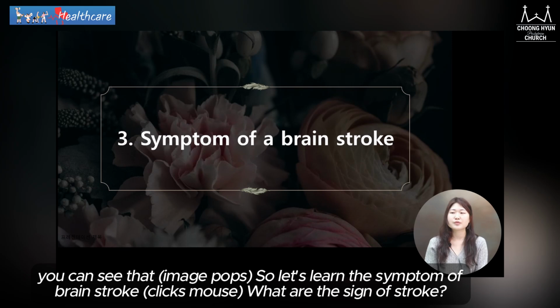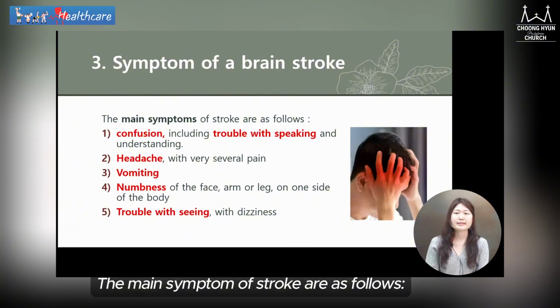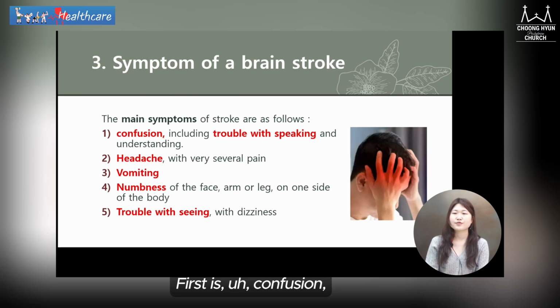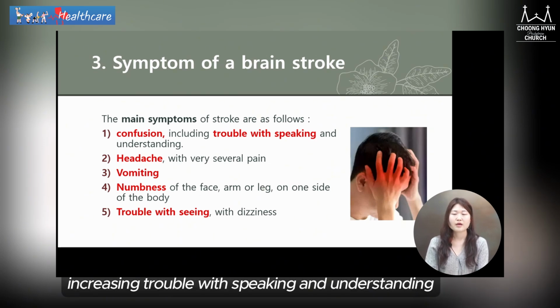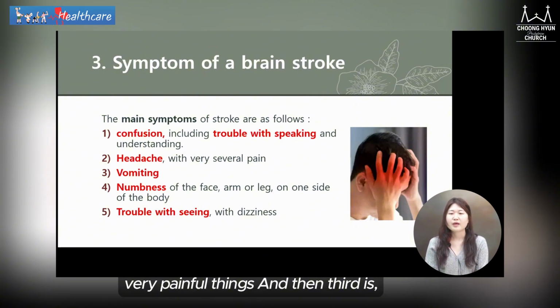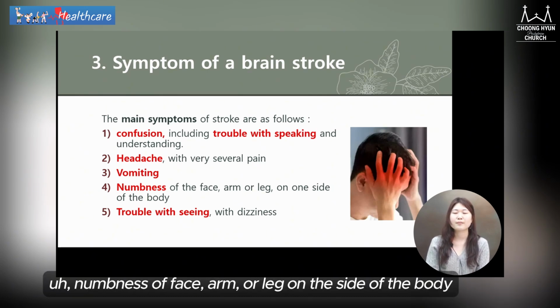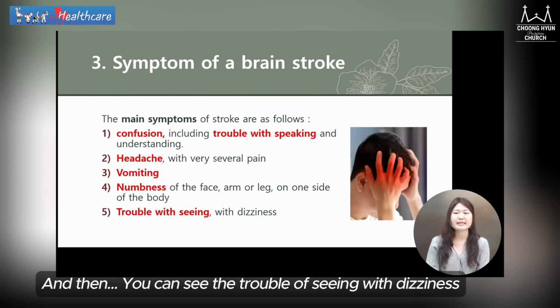So let's learn the symptoms of brain stroke. What are the signs of stroke? The main symptoms of stroke are as follows. First is confusion, increasing trouble with speaking and understanding. And second is a headache, with very painful things. And then third is vomiting. And the fourth thing is numbness of face, arm, or leg on one side of the body. And then you can see the trouble of seeing with dizziness.